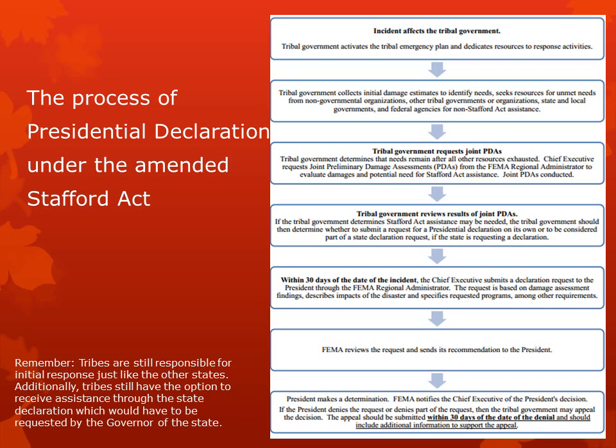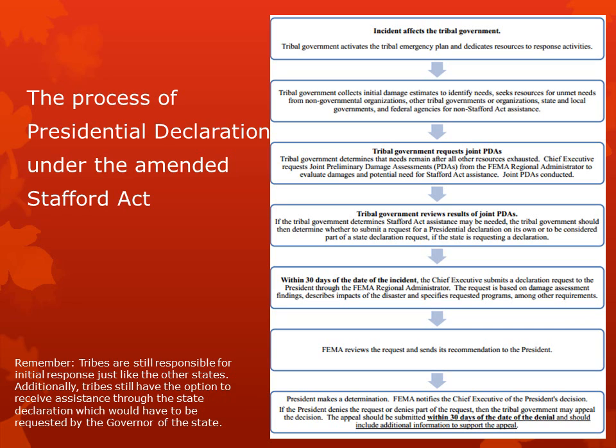As you can see, once the tribal government determines its capabilities are overwhelmed, all available tribal resources are exhausted, and joint preliminary damage assessment is completed and reviewed, the chief executive may consider submitting a request for a Stafford Act declaration. It must be submitted through the FEMA regional administrator, which will evaluate and make recommendations to the president within 30 days of the incident.